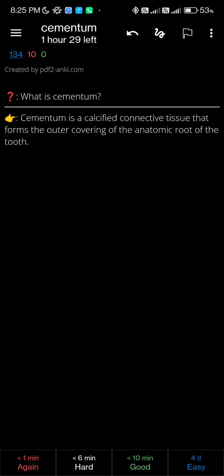What is cementum? Cementum is a calcified connective tissue which helps in attachment of the tooth to the bone by providing attachment to the periodontal ligament. It is a calcified connective tissue that forms the outer covering of the anatomic root of the tooth.